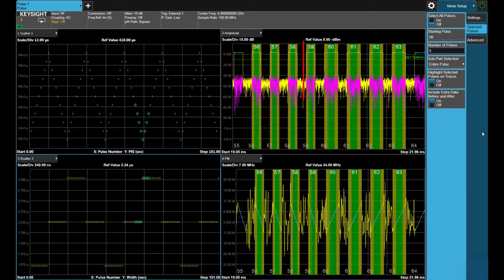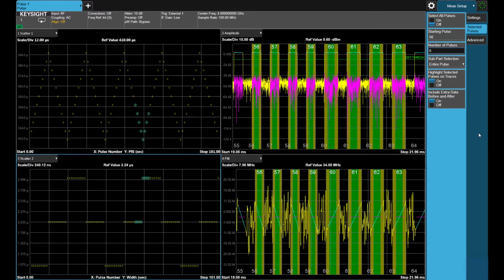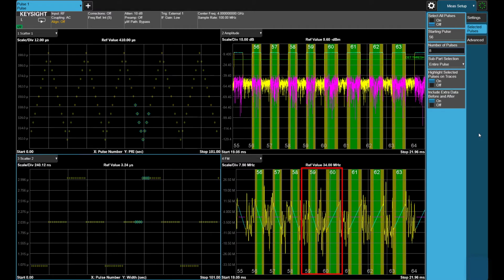You can see now that between pulse 59 and 60, the pulse width has increased, and down below, correlated in the frequency plot, we can see that the frequency has gone from decreasing to increasing.